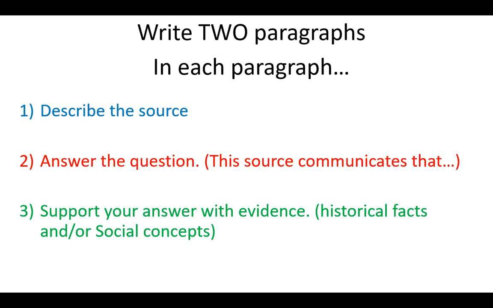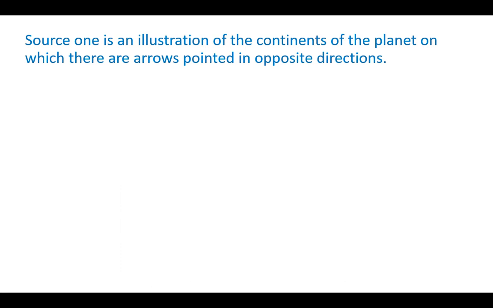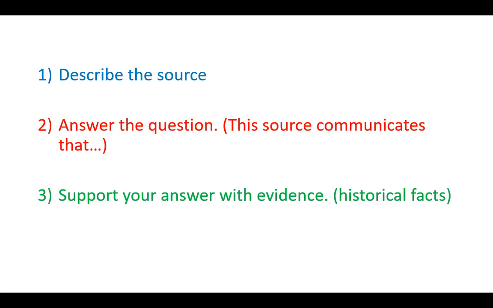Okay, so let's do a little practice as if you were doing this source, okay? So this is the kind of paragraph that you could choose to write. It could look something like this. Source 1 is an illustration of the continents of the planet on which there are arrows pointed in opposite directions. Okay, so far we have described the source, right? Have we talked about historical globalization yet? No. No, we're staying on the surface right now. We're just describing what we see in the source.